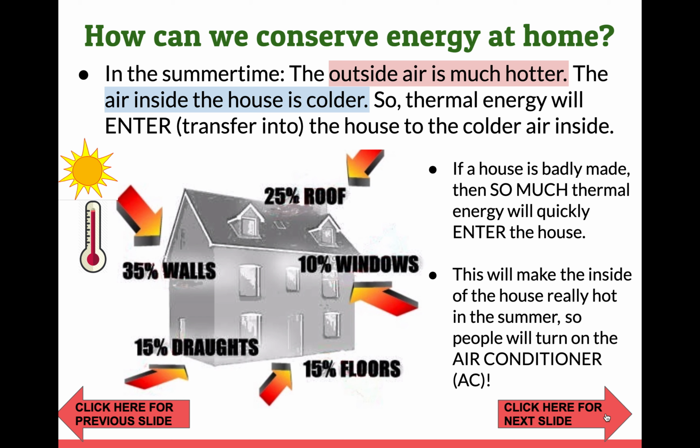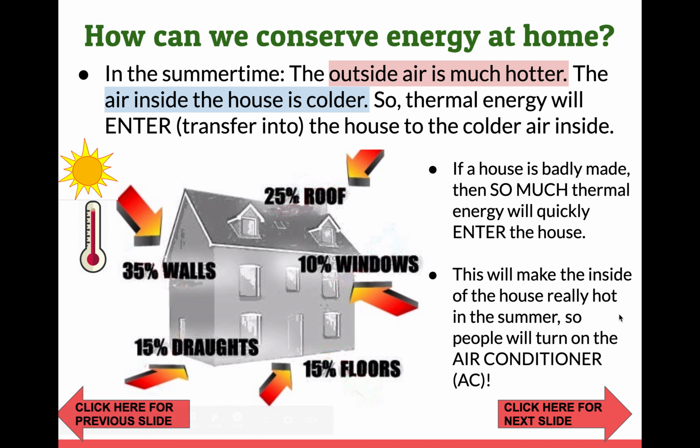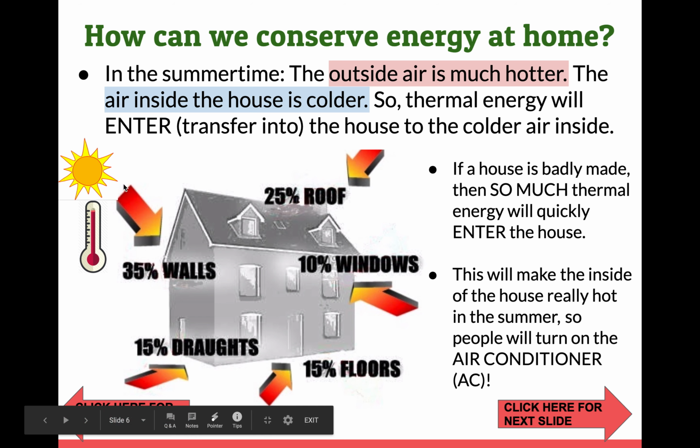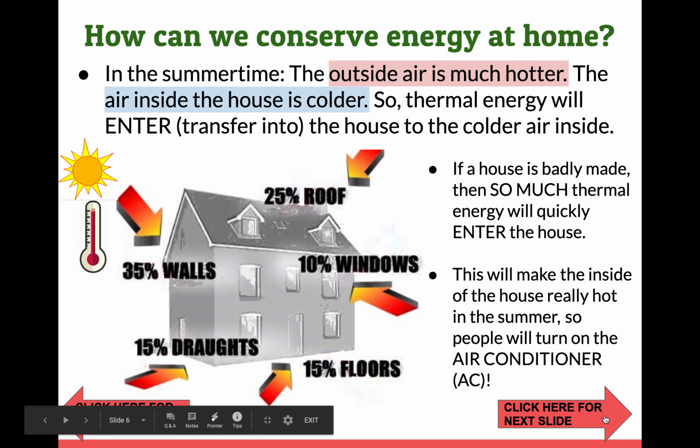Okay, so the question that we're working on during this whole week and next week is how can we conserve energy at home? So we are talking about how in the summertime, the outside air is a lot hotter than the air inside the house. So thermal energy will enter the house because it's hot outside and it's colder inside the house. And remember how we said we're trying to design a house that will slow down thermal energy from entering our houses so that we don't have to waste energy turning on the AC. So we're talking about how can we design a house that will slow down this transfer of thermal energy from the outside to the inside of our house.